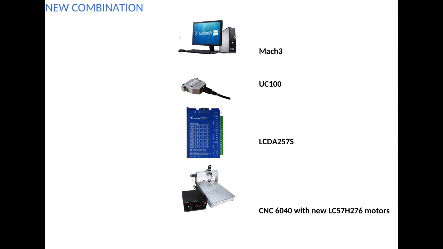The selection was a package deal around the same size motors as my existing setup. So I have Mach 3 running on Windows 10, a UC100 USB parallel port interface unit, LCDA 257S closed loop stepper motor controller, and LC57H 276 NEMA 23 stepper motors, each with an integral encoder. As I did the upgrade, I realized that you now have to look a lot harder at every part of the CNC system than I had to do before, especially kernel speeds, the total maximum velocity, and the pulses per revolution settings on the closed loop controller. So let's look at the components in turn and see how they're interrelated.